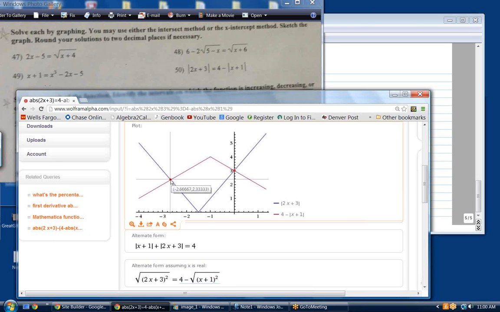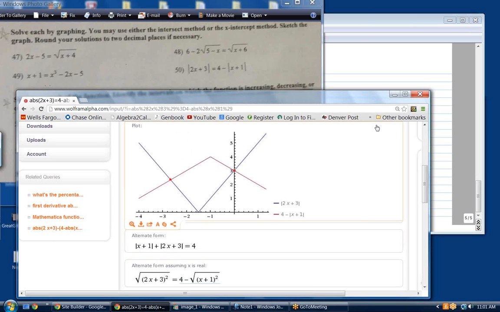Yeah, that's right. That's the x. What they're asking here is the x value. In other words, we're trying to solve for x. So we want the x value of that point right there. According to Wolfram Alpha, that's minus 2 2/3. And then the other x value is 0. Notice that when x is 0, I have 3 equals 3.